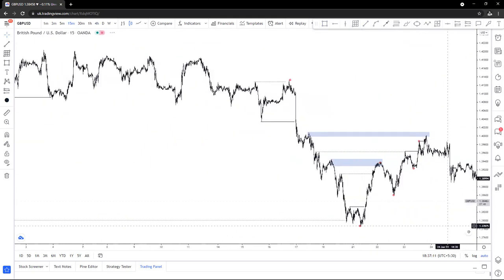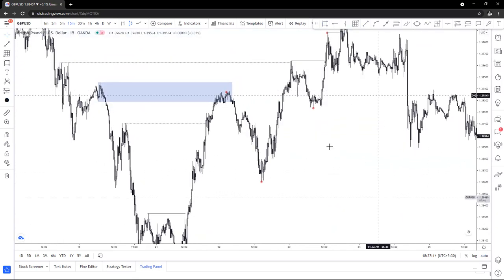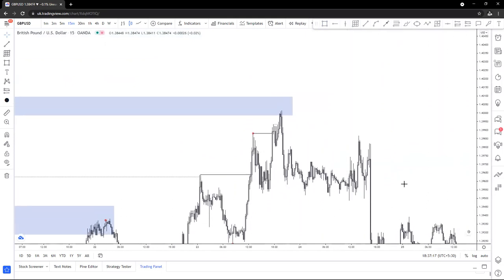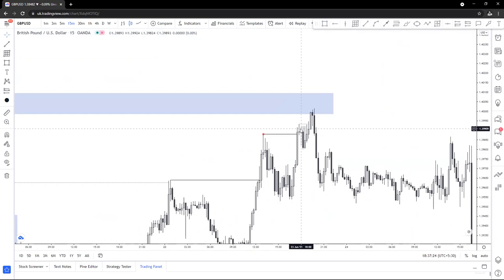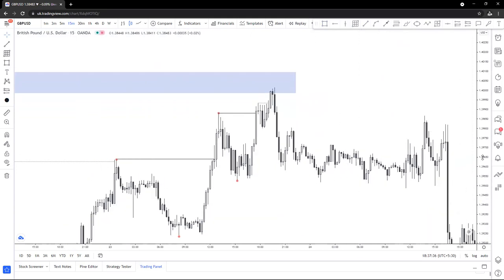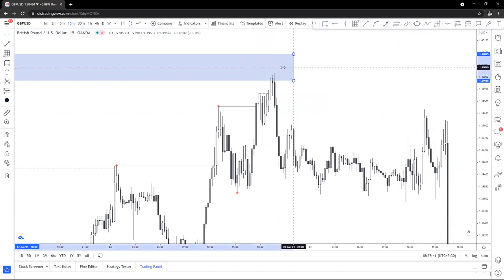I hope that made sense. Okay. Now, what makes this POI high probable is the inducement. You see that? That is the inducement. Now, this was a low. This was a high. And then you see what happened? Price went higher, took out all of this liquidity, and then mitigated right into that order block, the final order block where price could go into.